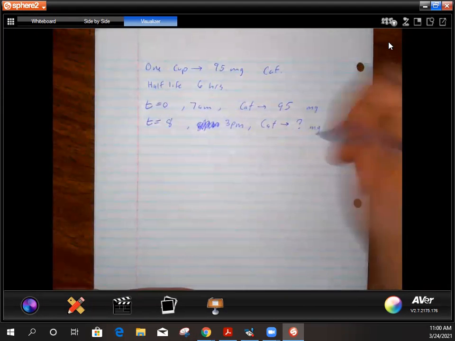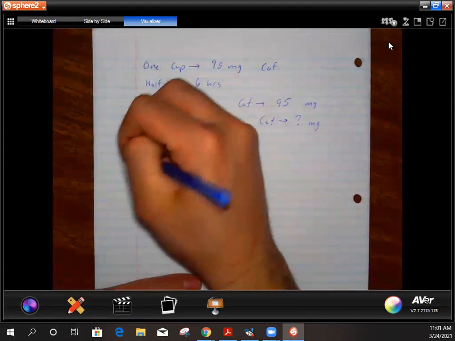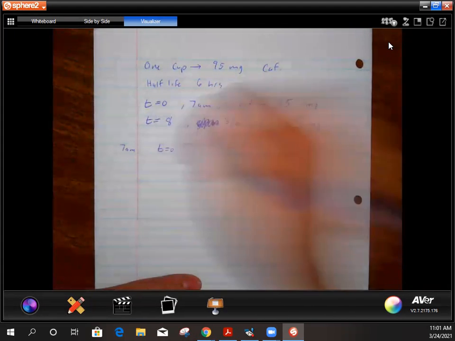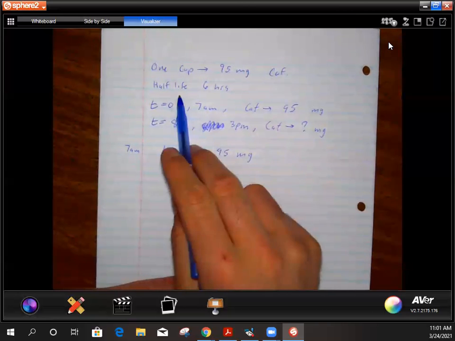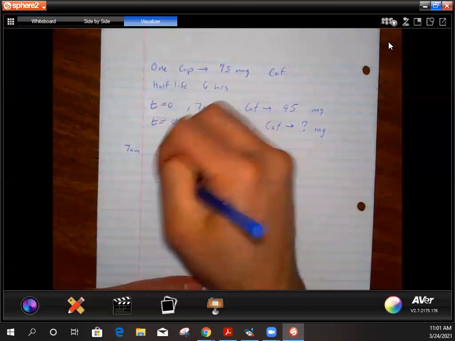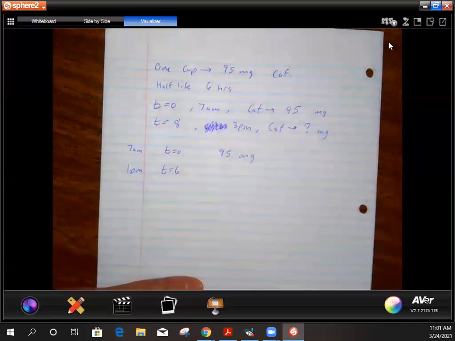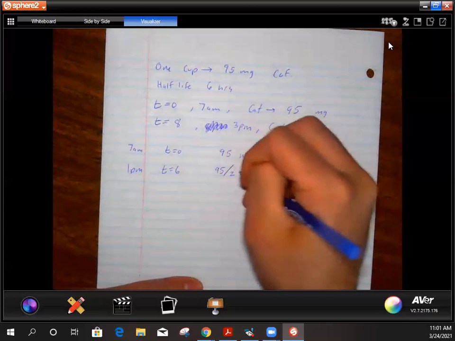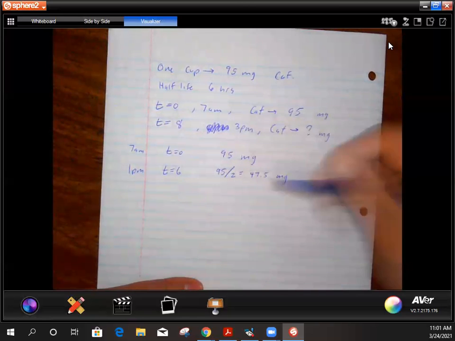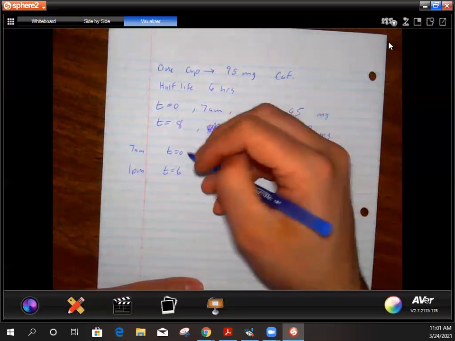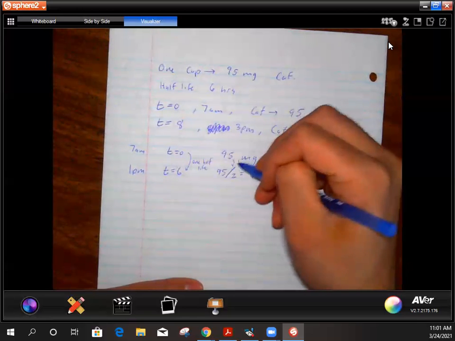So first, let's make a table so we can understand what half-life is. All right, so we'll start off at 7 a.m. So that's T equals 0. You have 95 milligrams of caffeine in your body. Now, the half-life is 6 hours, which means 6 hours from 7 a.m., which would be 1 p.m., you have half the amount of caffeine left in your body. So that would be 47.5 milligrams. So that's all it means. It takes that much time. That's one half-life for this to get cut in half.